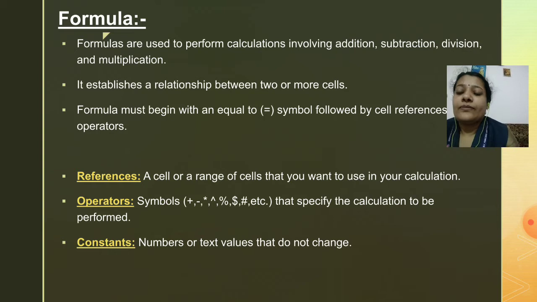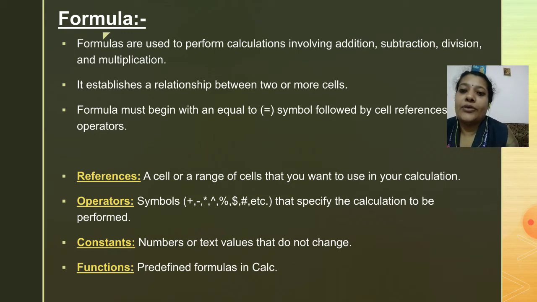Next, constants. Constants means number or text value that do not change. If you are mentioning any particular cell or field like a constant, then that particular cell or field value you cannot change. Functions. Functions are the predefined formulas in the Calc. Some of the functions are also there, so that we cannot do any changes. That is already predefined formulas. It is available in the Calc.